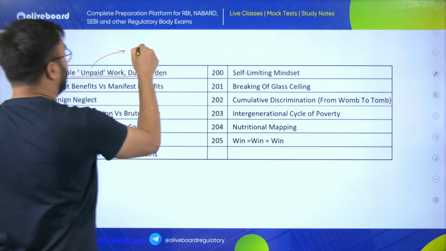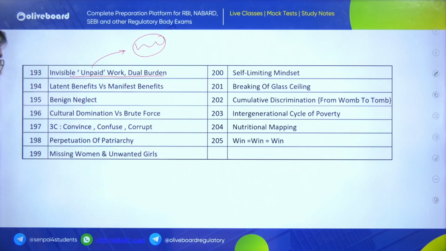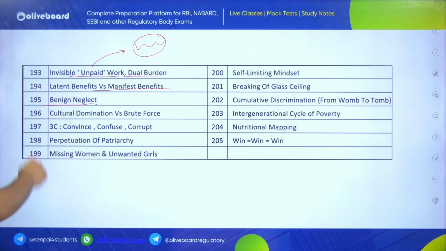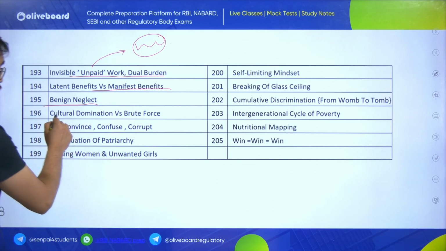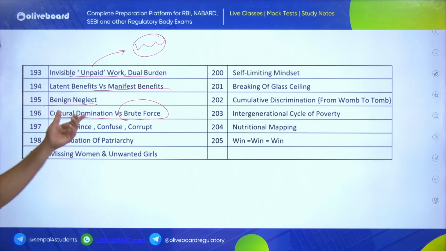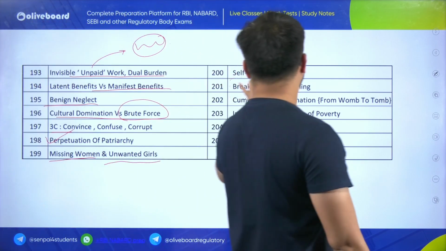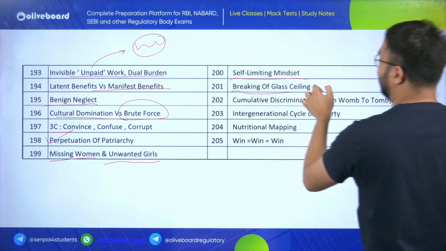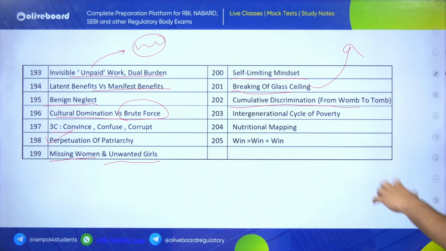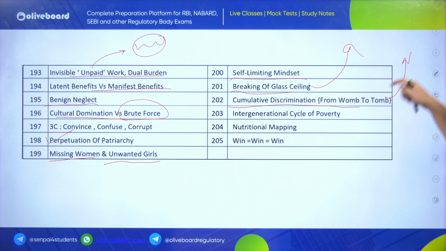Lastly, these are the last batch: invisible or unpaid work, dual burden. You can talk about women's condition in agriculture. Latent benefit versus manifest benefits, benign neglect, cultural domination versus brute force. 3 C's: convince, confuse and corrupt. Perpetuation of patriarchy, missing women or unwanted girls. You can also talk about self-limited mindset, breaking of glass ceiling, again associated with women empowerment.